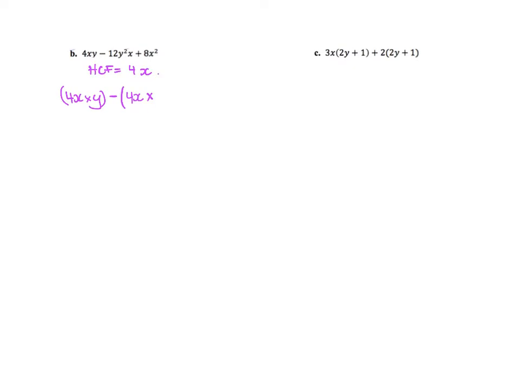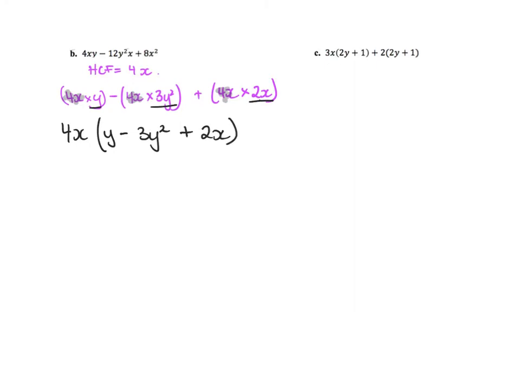I need to times it by 3y squared, and then plus I've got 4x, and I would have to times it by 2x, so that would get it to 8x squared. Now if we have a look, the 4x is our highest common factor, so we take that out the front of the bracket and we put what's left. So I've got y minus 3y squared plus 2x, and there's that one factorized.